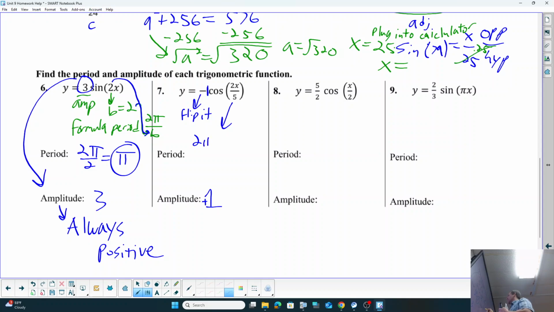What's 2 pi divided by 2/5? Keep, change, flip. So we're going to keep the first, 2 pi, change it to multiplication, and flip the second. 2 times 5 is 10 pi over 2. I would definitely not want to graph that one. I guess that's not too bad, but yeah, it kind of is. So 5 pi is the period, amplitude is 1.